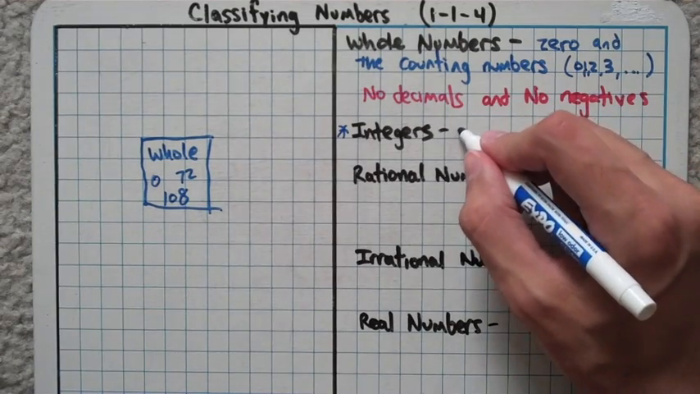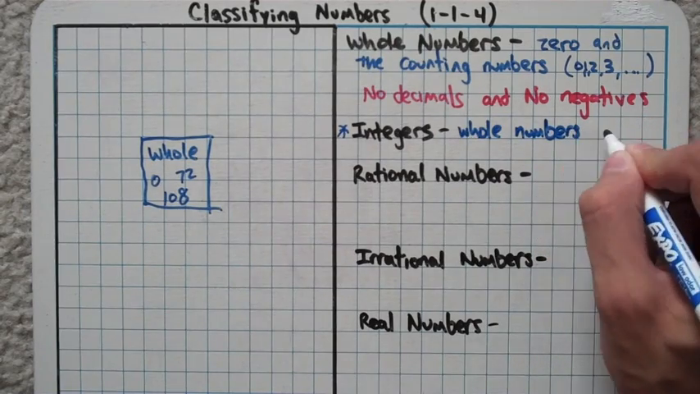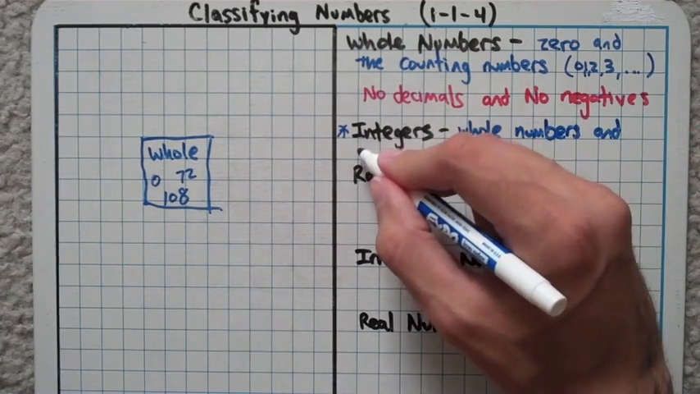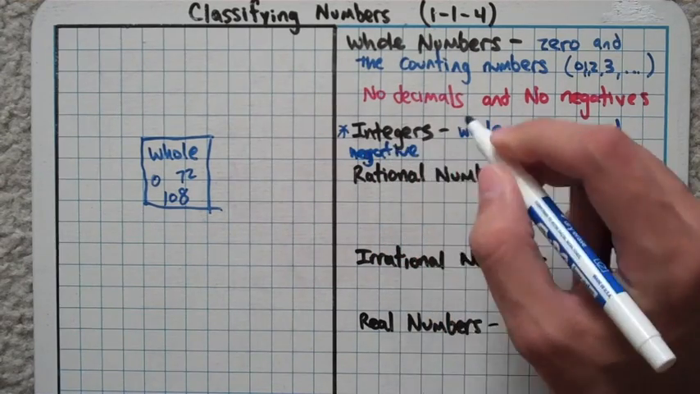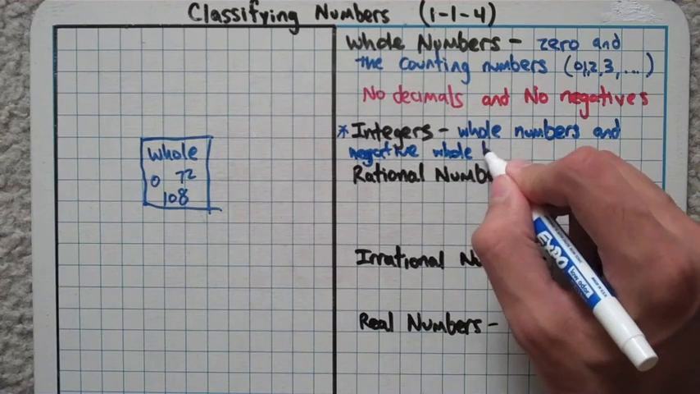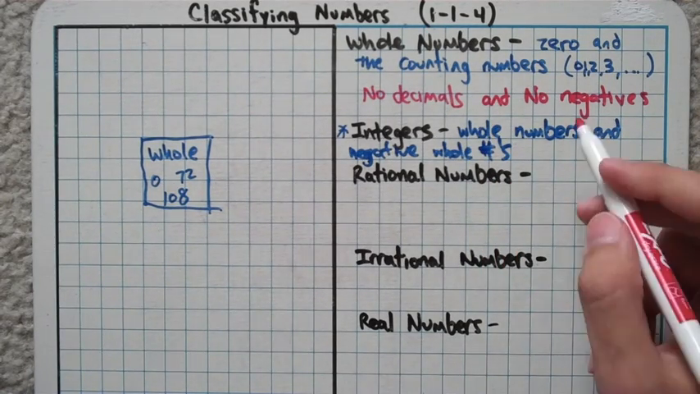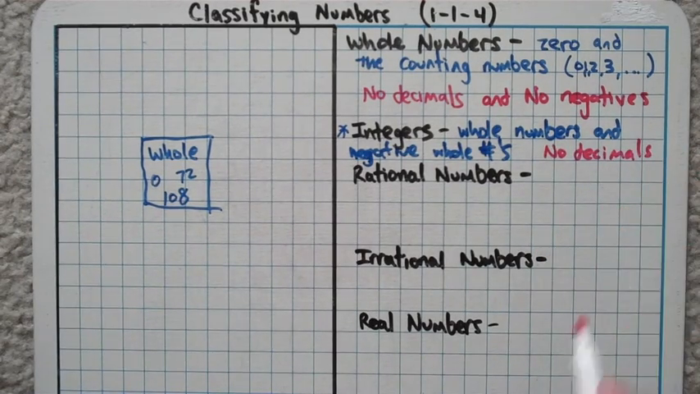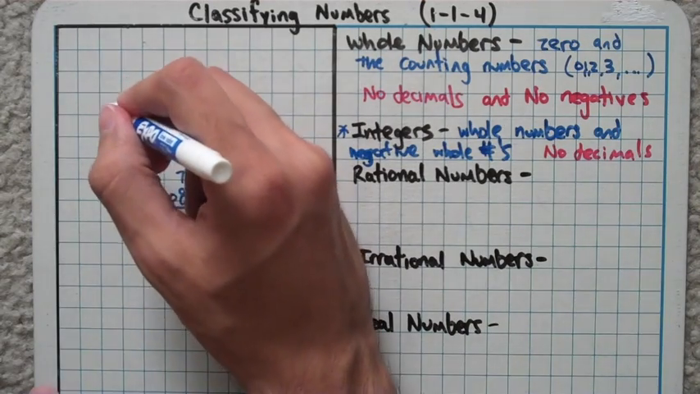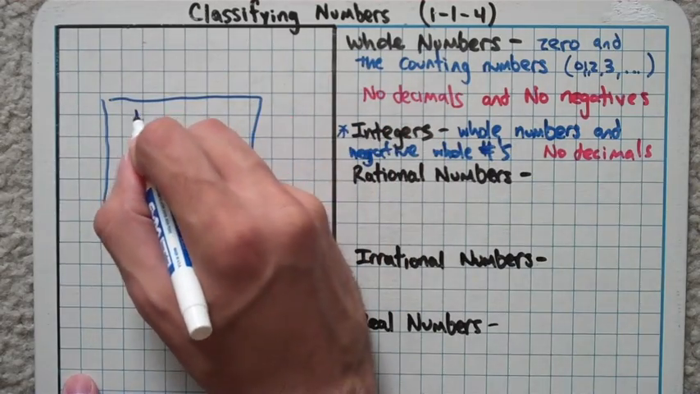So it's all the whole numbers and the negative whole numbers. When you're talking about an integer, there's still no decimals allowed, but now negatives are okay. And I'm going to go ahead on my picture right here and draw a bigger box surrounding the whole numbers. So draw a box maybe like this, and I'll label that box integers.